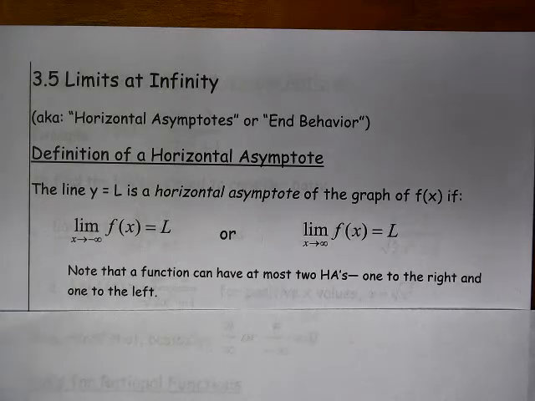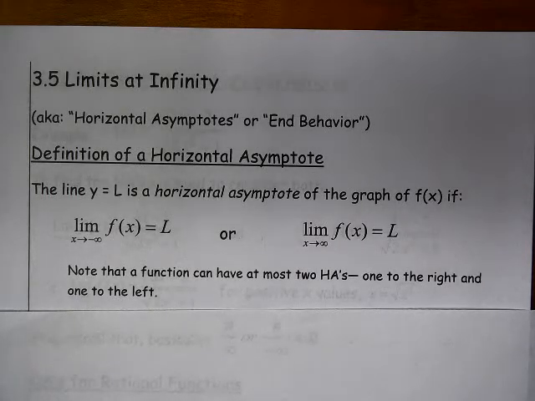3.5 discusses limits at infinity. This is a concept that you have seen before in Algebra 2 and Pre-Cal, but we're going to deal with it this time rather than using just rules like you learned in Algebra 2 and Pre-Cal. We're going to learn to deal with it as a limit. Since we've dealt with limits now, we can go back and use that information to deal with these asymptotes.